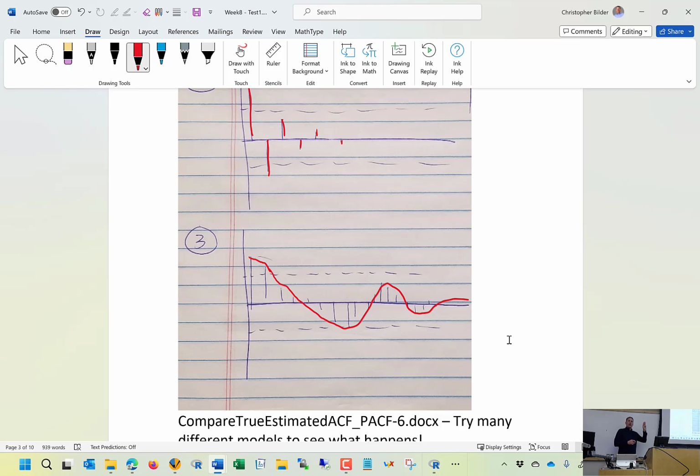Now, there may be times where you'd be thinking, okay, where does that tailing off start? Does it start at lag 1, or does it maybe start after lag 1? And that's always a problem. That's why we often have multiple models that seem to make sense, at least initially, based upon an ACF and a PACF.